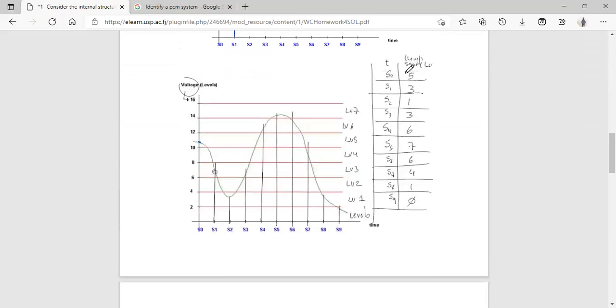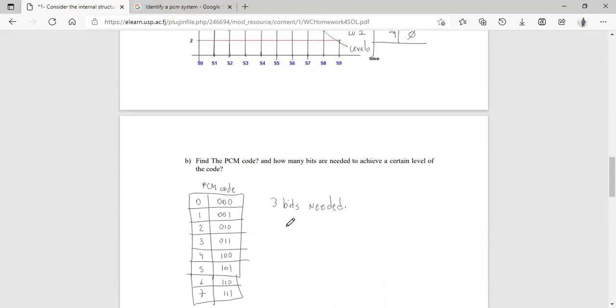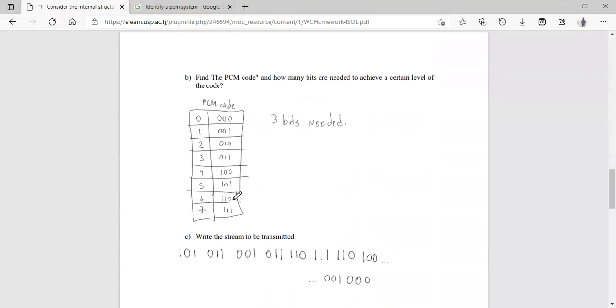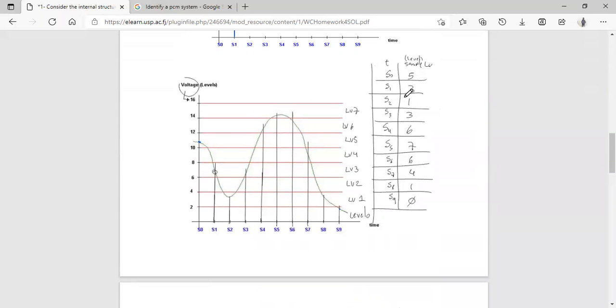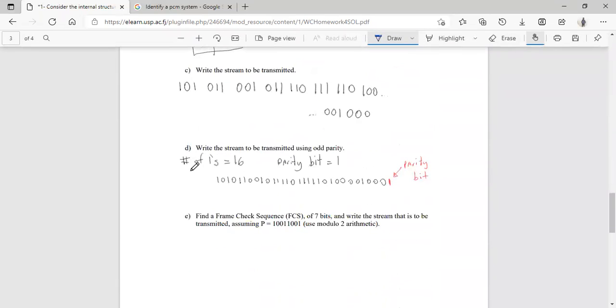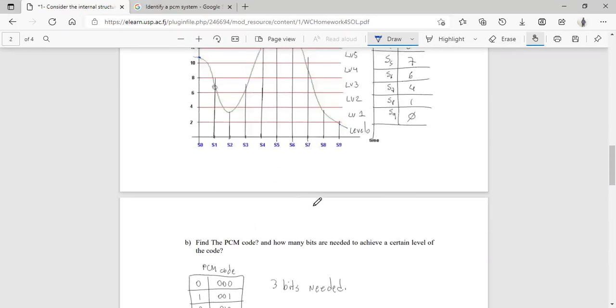So you continue doing so. You write the code for 5, 3, 1, 3, 6, 7, 6, 4, 1, 0. Based on this particular order, you correspond these values and write their codes. The first one is 5, going back over here, you can see 5, 3, 1, 3. So the first code is 5, that is 101. 3 is 011. Next one is 1, that is 001, and then the next one is 3, 011. So we stop here and go back to the table.